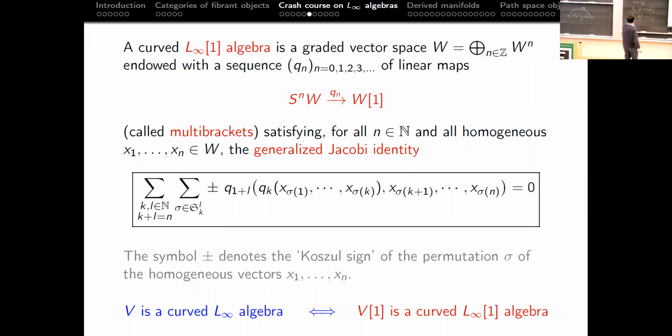Curved means you do have the first one here. In the usual infinity algebra, you only start with lambda 1, which is just a degree 1 map. And then lambda 2 is a bracket, and lambda 3 is a 3-bracket, and so on. But here you have a lambda 0. Yeah, so you need a curved.